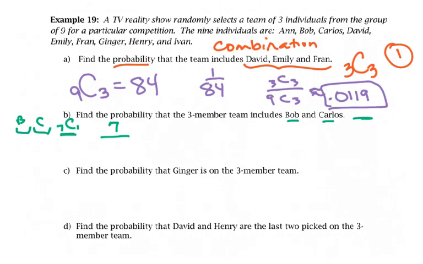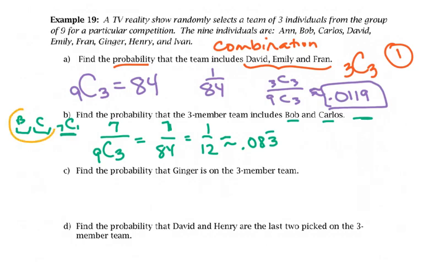Now, again, how many ways can you choose a team? And it's going to be the 9C3. And so you're going to have 7 out of 84, which is 1 out of 12. And that's about 0.083 repeating. And so just to make sure you understand, Bob and Carlos, that's not a choice. They're going to get 2 of the positions in order for my desired outcome to happen. So the only question is who's going to be in that 3rd position.